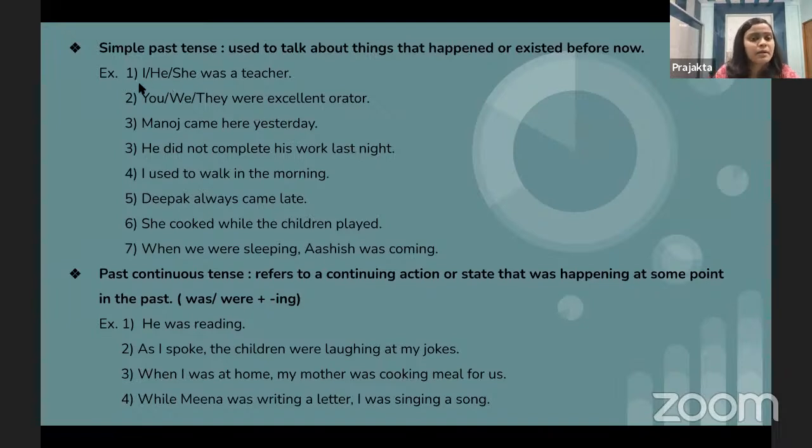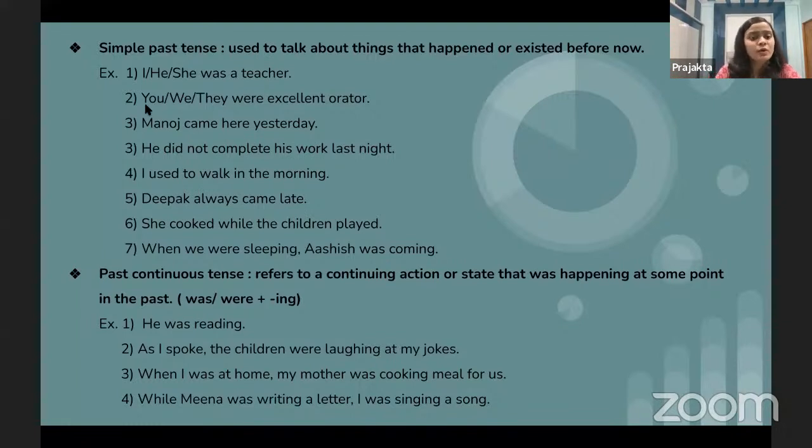So see the example, I, he, she was a teacher. Okay, so these are the first persons. Okay, I means I am first person. He, that means third person but singular. She means third person but still singular. So in singular form we use was. Okay, I, she, he was a teacher. I was a teacher. Okay, he was a teacher, she was a teacher. कि मैं एक शिक्षिका थी, वो एक शिक्षक था और वो एक शिक्षिका थी.